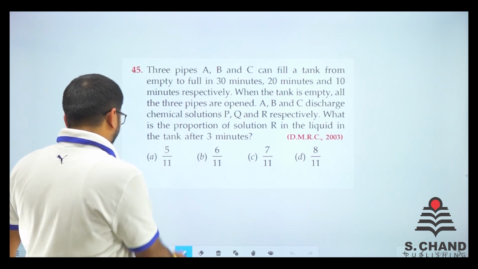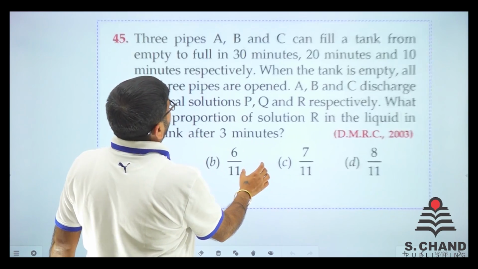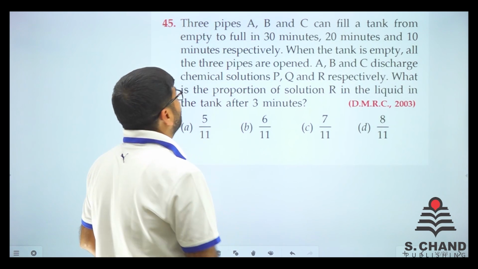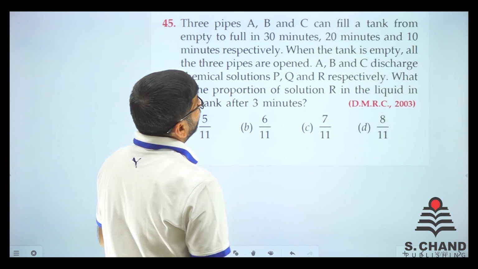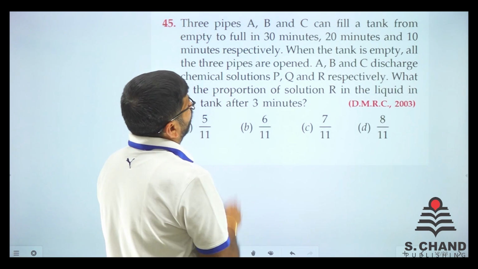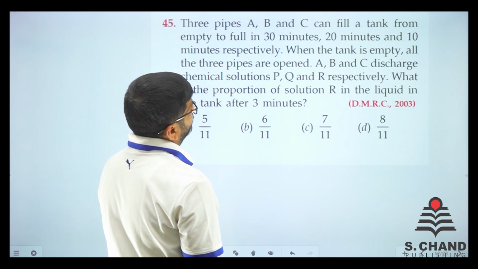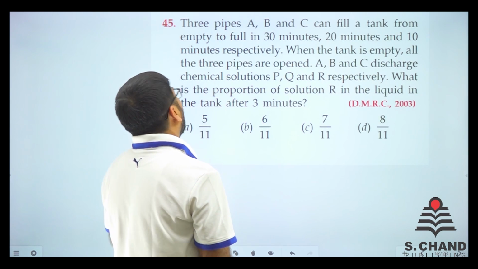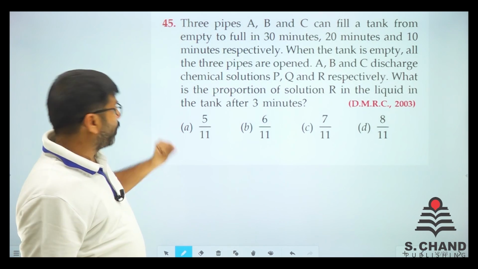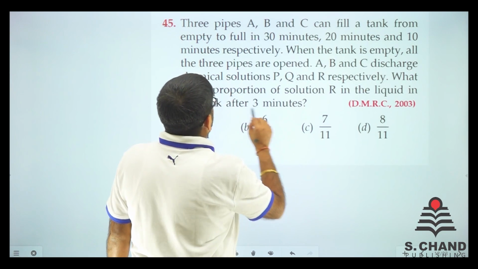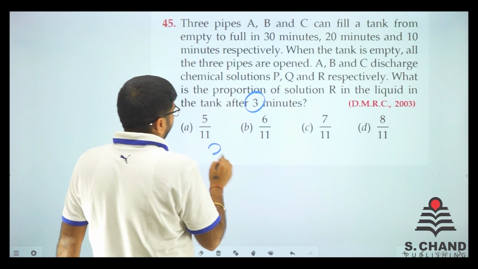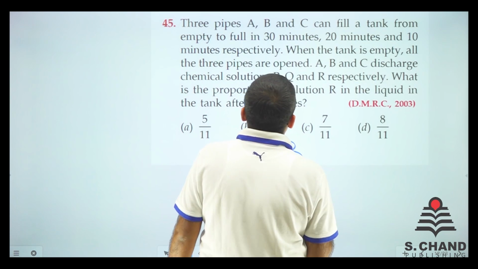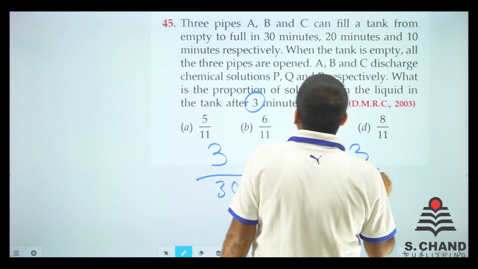Question number 45. That is DMRC 2003. There are 3 pipes A, B and C that can fill the tank in 30 minutes, 20 minutes and 10 minutes respectively. When the tank is empty, all 3 pipes are opened. A, B and C discharge chemical solutions P, Q and R respectively. What is the proportion of solution R in the liquid after the pipes were opened for 3 minutes? So we know it very well: 3 by 30 plus 3 by 20 plus 3 by 10.